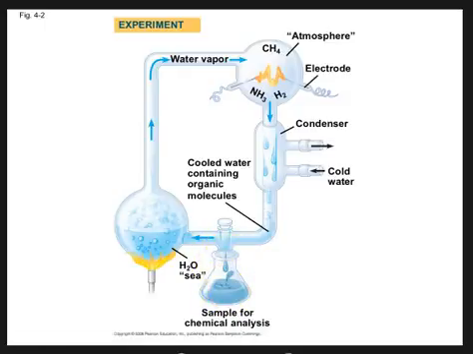Miller's results were interesting, to say the least. What he collected in that sample, when he analyzed it, were a variety of organic molecules. Molecules that are very common in organisms, so things like formaldehyde, hydrogen cyanide, some more complex molecules like amino acids and long chains of hydrocarbons. We'll talk about hydrocarbons in a little bit, but they are chains of carbon and hydrogen.